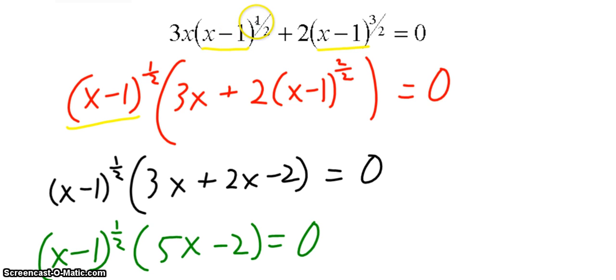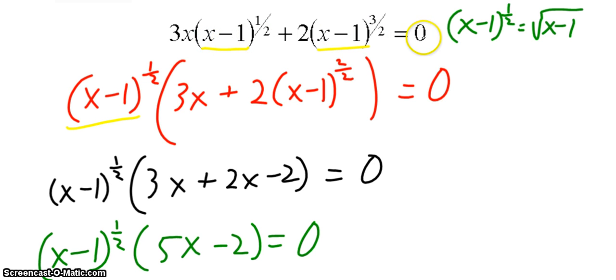Also keep in mind that a 1/2 exponent is actually a square root. So remember, x minus 1 to the 1/2 is actually the square root of x minus 1. So I'm going to end up taking the square root of a negative. You're going to get imaginary values, but it does work to equal 0. But we do have to check.